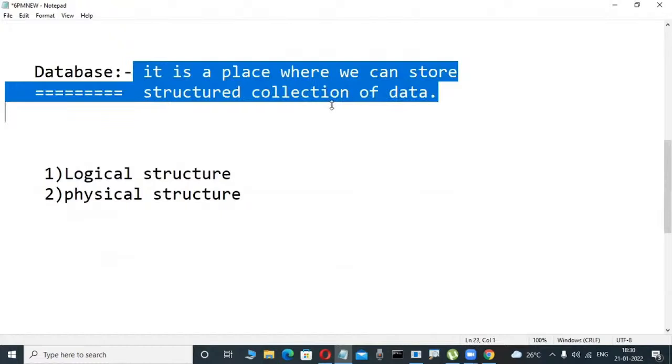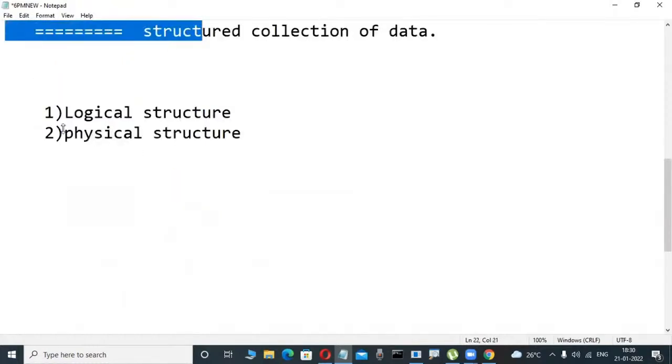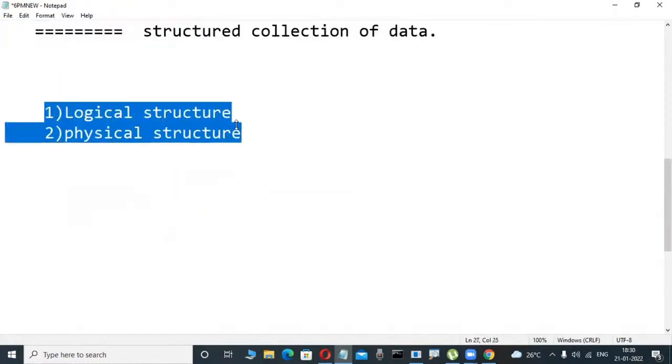This definition I am not explaining. Today you will understand it one of these days. Now observe it. First, two types of structures are there. One is logical structure. Another one is physical structure.